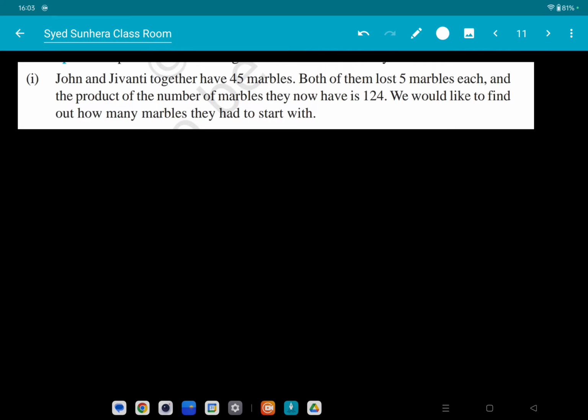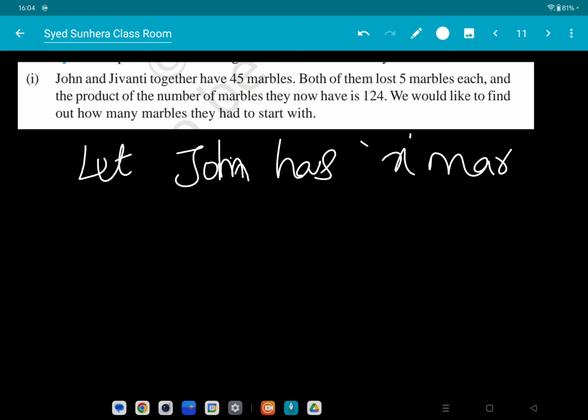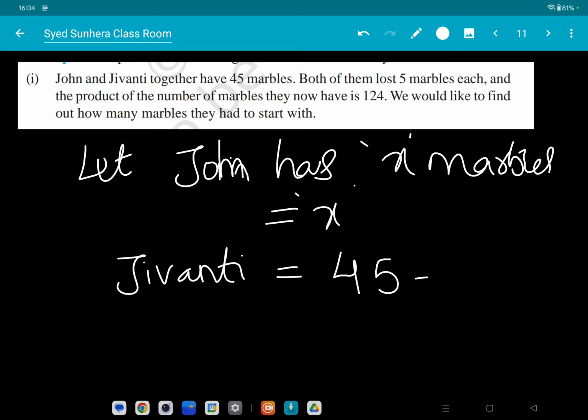So we will write. Let us say, let John has x marbles. So John has x marbles. Here both of them have 45 marbles, then how many marbles does Jeevanti have? She has 45 minus John's marbles, right? So if both together have 45 marbles, if I subtract the John marbles from 45, then I'll get the Jeevanti marbles, right?